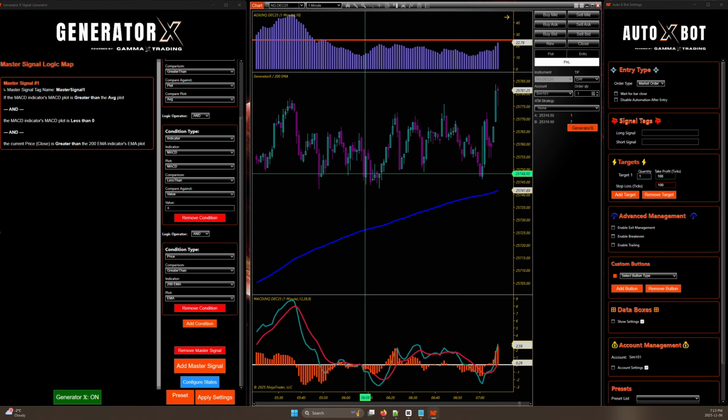Okay, so price is above the 200. It crossed below the 0 line. Okay, so this probably would have been a signal. With these conditions right here would have been a signal. So we're above the 200 moving average. We're below the 0 line. And the MACD crossed the average. So that would be a good one.